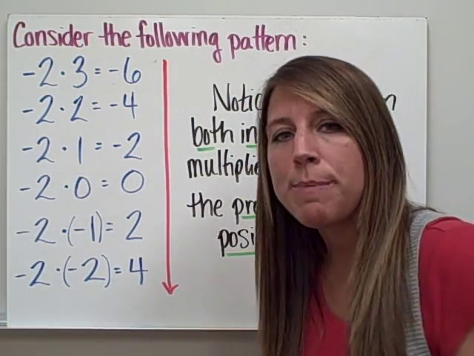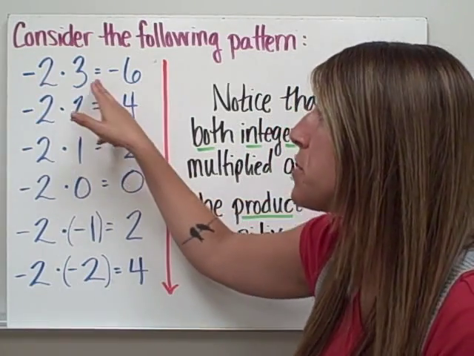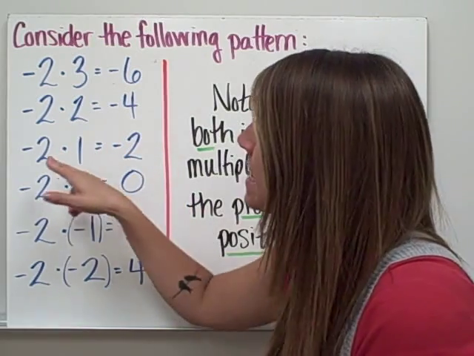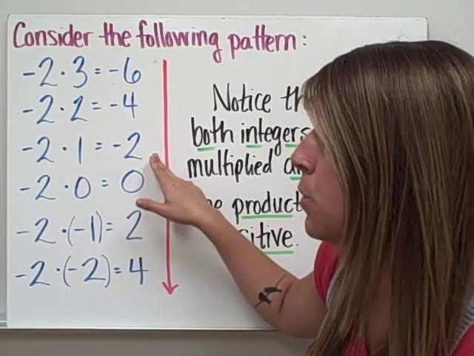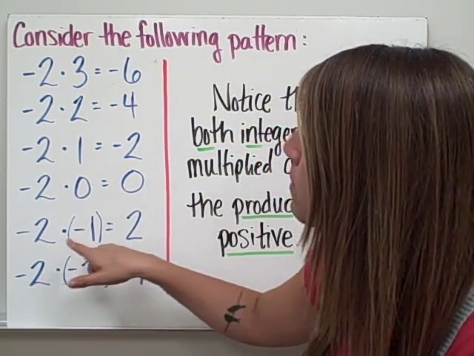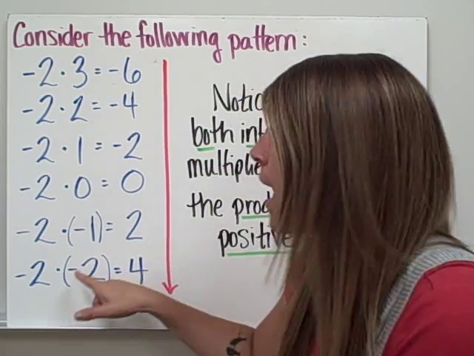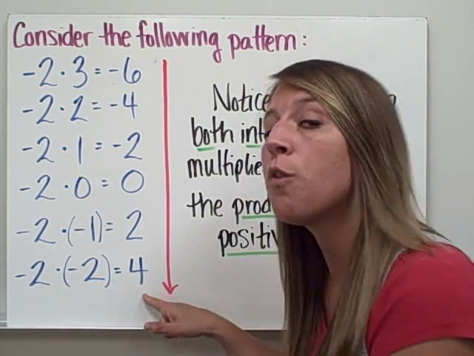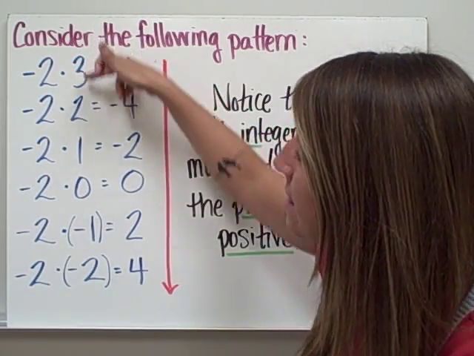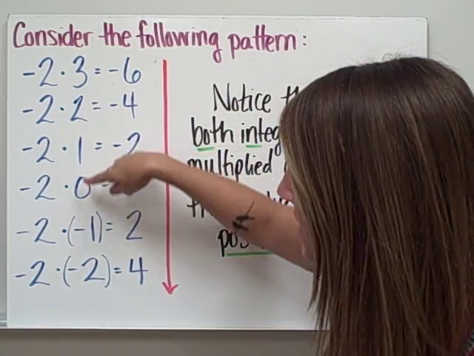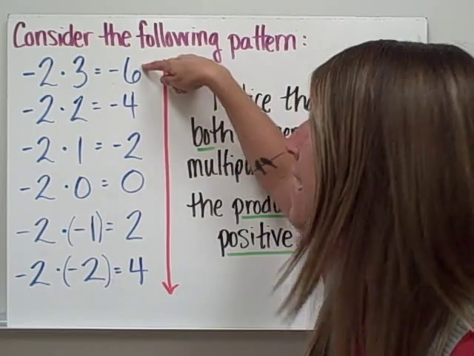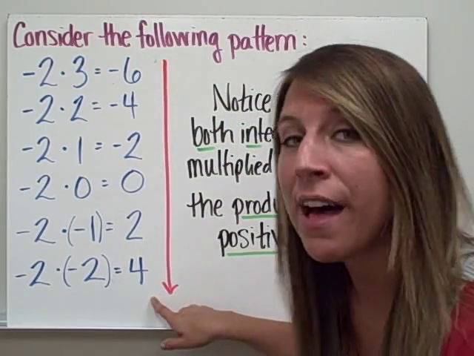So consider the following pattern. We have -2 times 3 is -6. -2 times 2 is -4. -2 times 1 is -2. -2 times 0 is 0. -2 times -1 is 2. And -2 times -2 is 4. As we are multiplying -2 by these integers, as these integers decrease in value, what is happening is that your product is increasing in value.